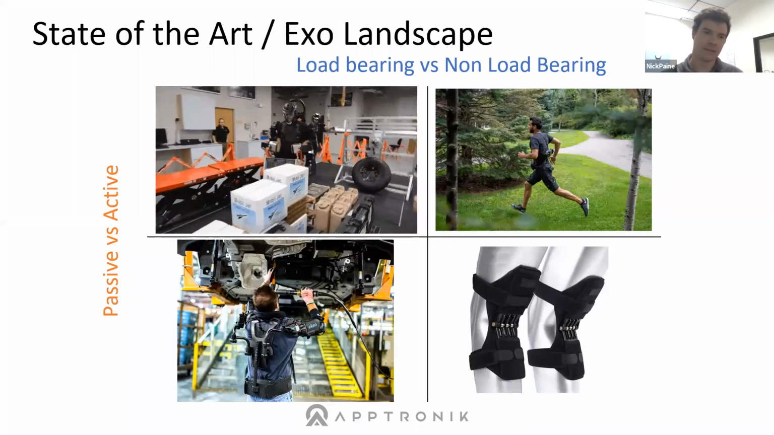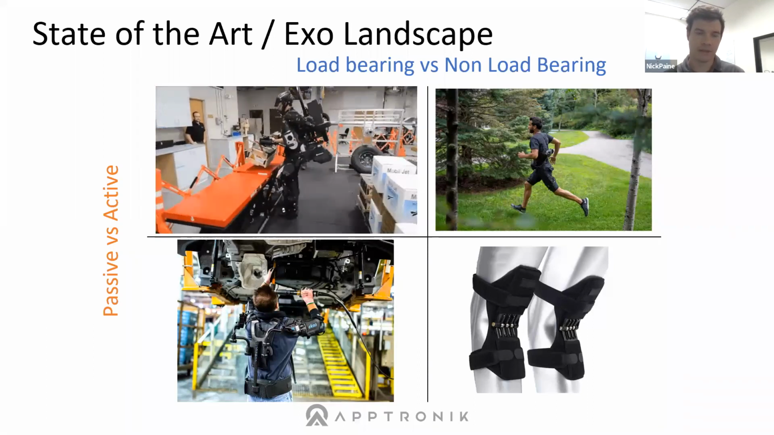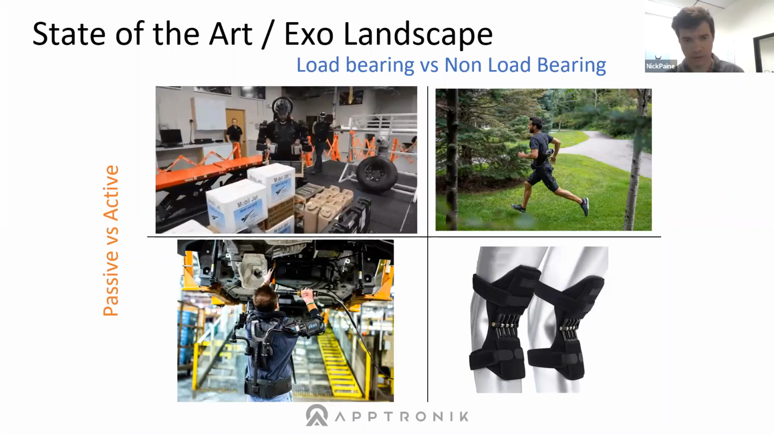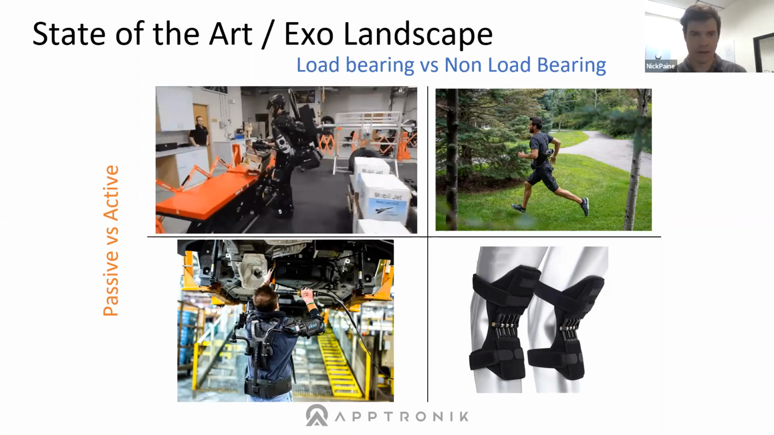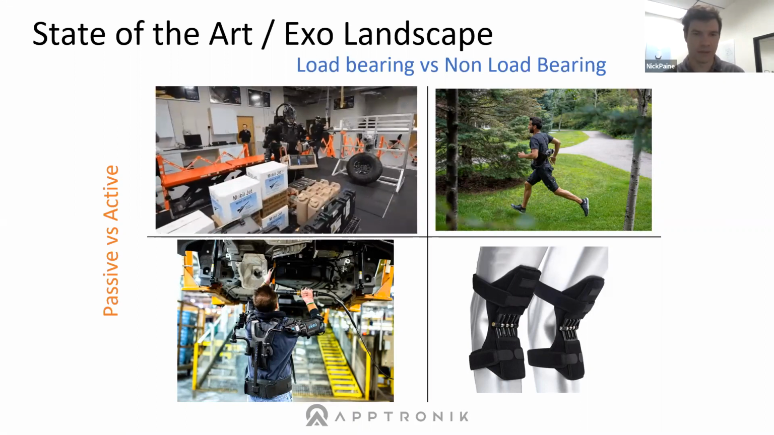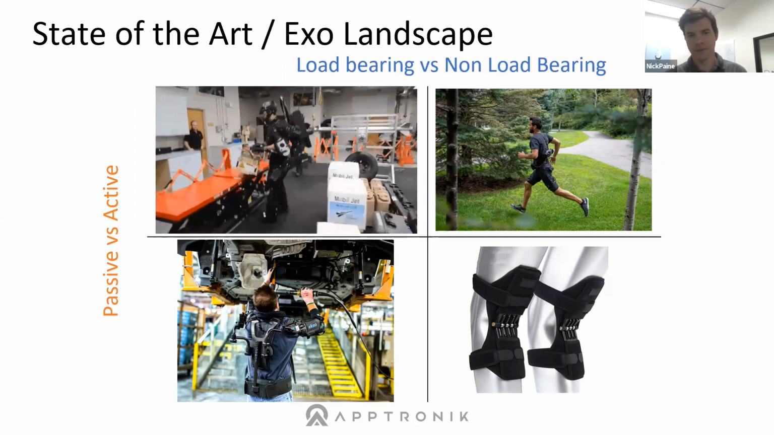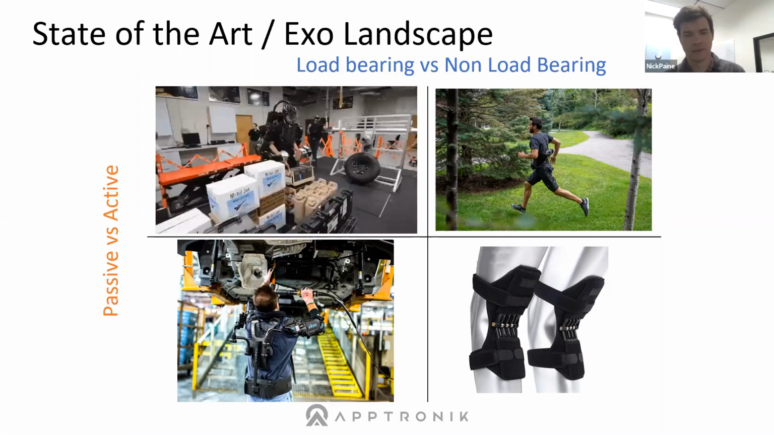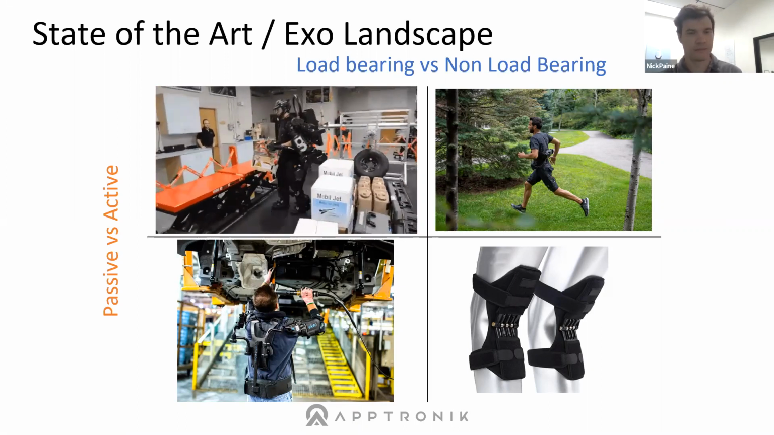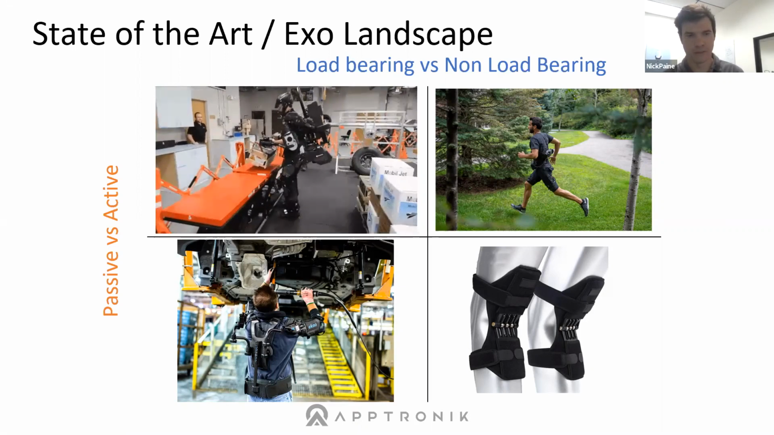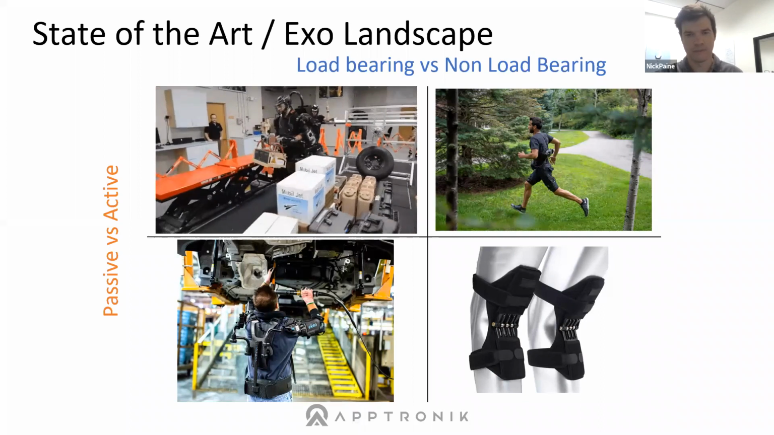And then on the y-axis is passive versus active. Passive typically uses springs to store mechanical energy and doesn't require any external power source. Active typically uses actuation with an external power requirement. There are pros and cons of both. Active is typically more versatile. You can do more things if you don't have a simple spring to use. But passive is typically cheaper and less versatile.